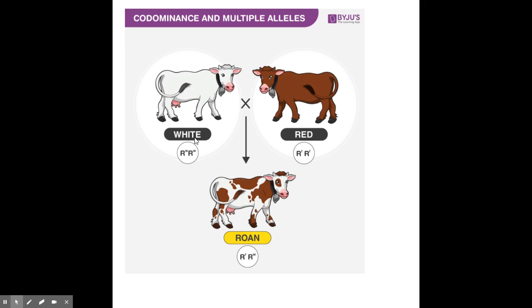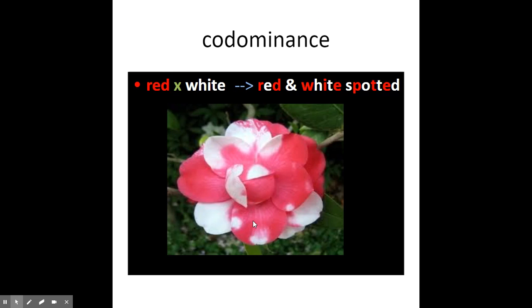In cows, you have white cows if you have homozygous W. You have red cows if you have homozygous R. And if you have one of each, they're called roan. You can see those are the ones that look kind of reddish or muddy brick red or brownish and white spots.